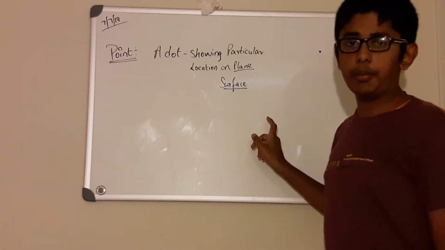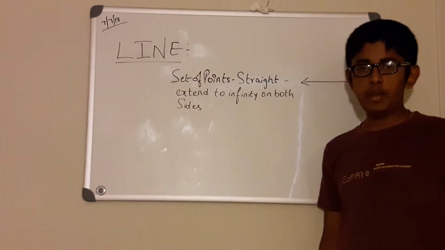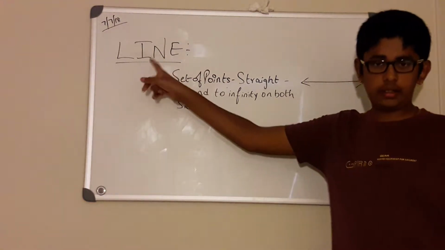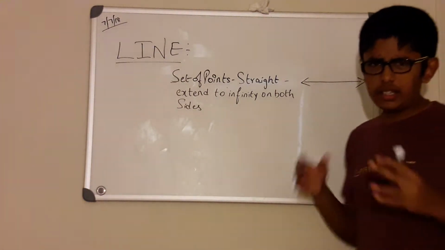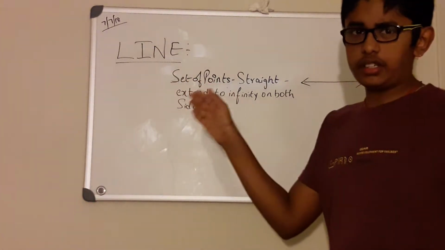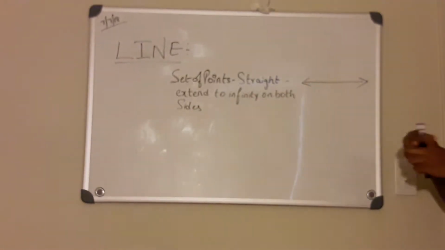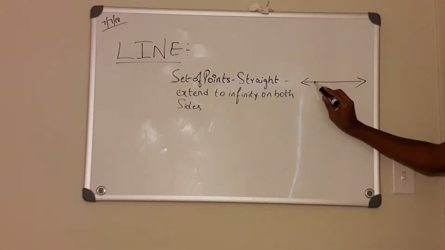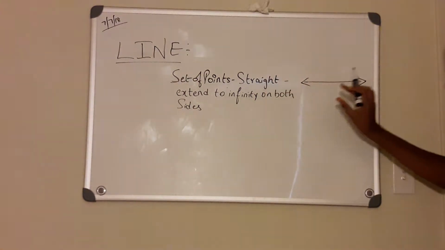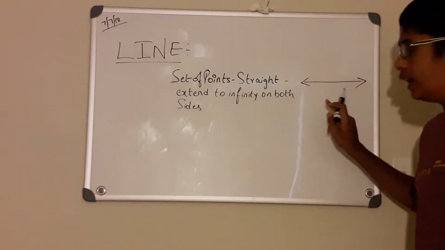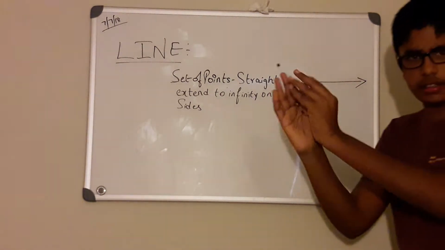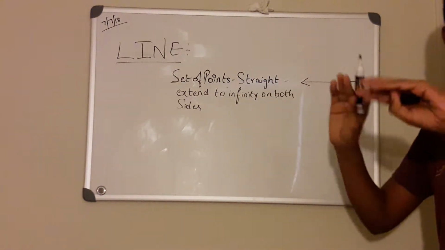Now let's discuss the line. A line is a set of points which are straight and which extend to infinity on both sides. It is represented like this, and if we draw points like this and join them all together, it forms a line. These arrows indicate that they extend to infinity on both sides. That means they cannot stop.